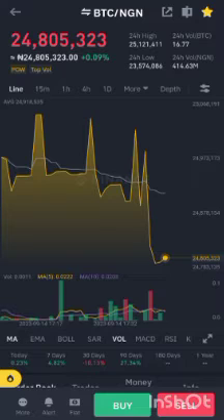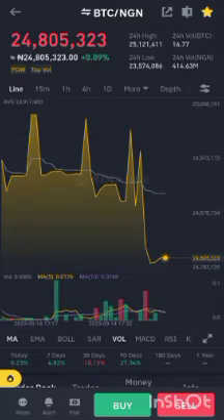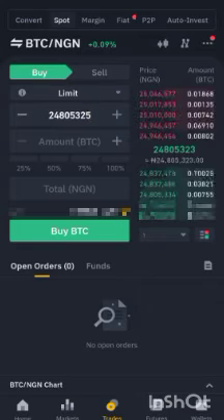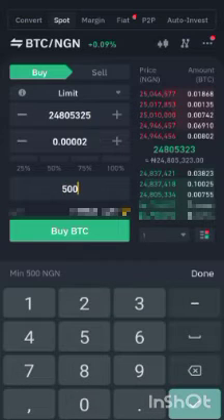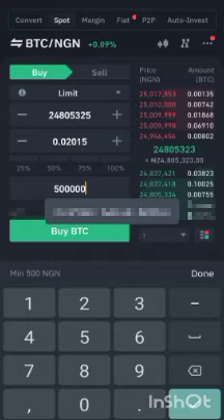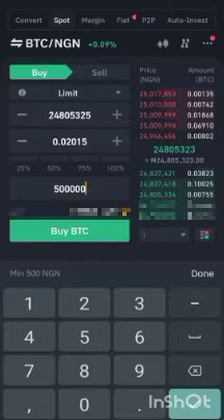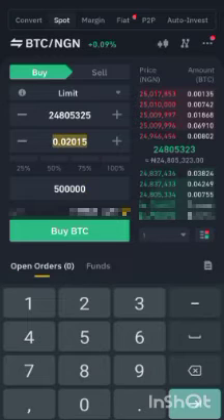Now for this particular business model, if you are starting with about 500,000, this is how it is going to go. All you have to do is log into your Binance account, go to BTC NGN, and buy BTC. Let's buy 500,000 worth of BTC with our Naira. If we are looking at this, we are getting 0.02015 BTC. Now we copy that value.